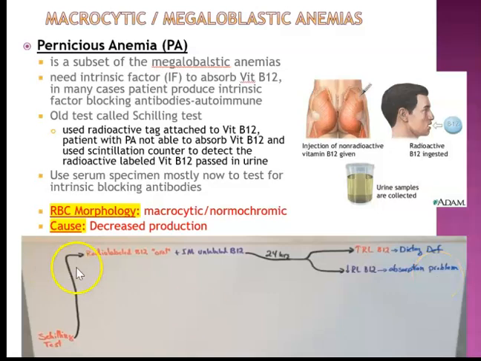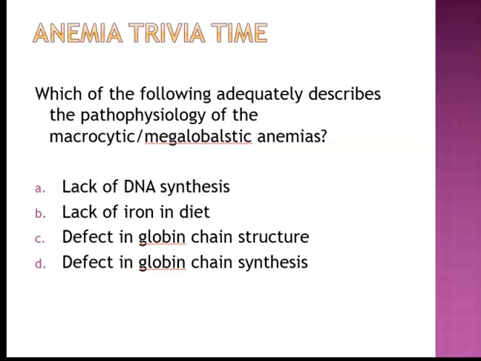One last thing on this slide, make sure you know your red blood cell morphology: macrocytic, normochromic, and the cause is decreased production. Okay, we have some anemia trivia time.